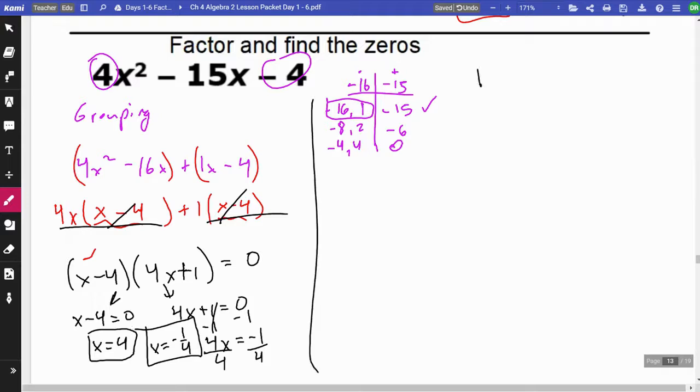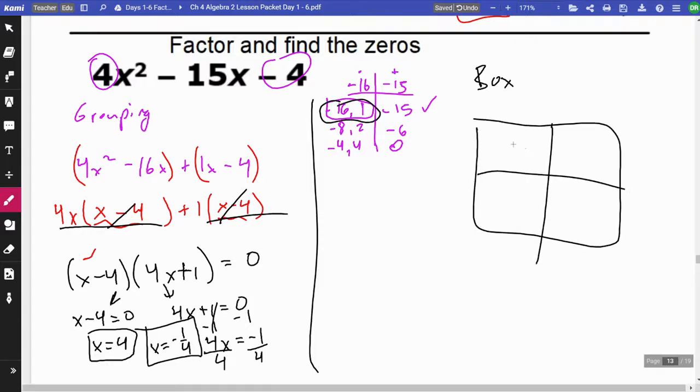That was grouping. Here's box method, and this is the exact same. We did all the legwork already. We already have that, so we can fill in our boxes. This is 4x squared. The bottom one was -4. We knew that right away. The other two are -16x and 1x. Just make sure we remember when we get these two numbers that they get x's when they're put into the boxes. Okay.